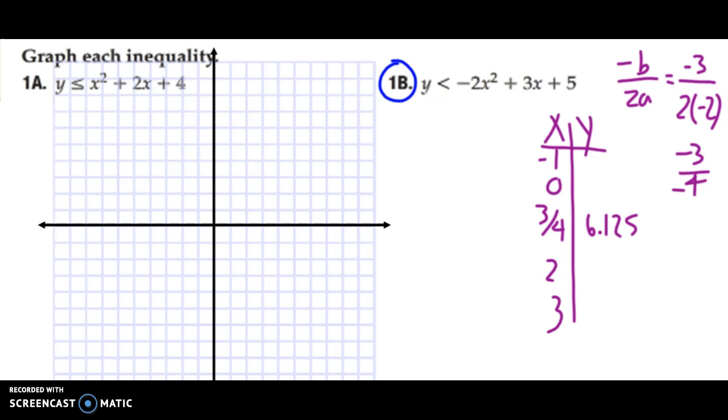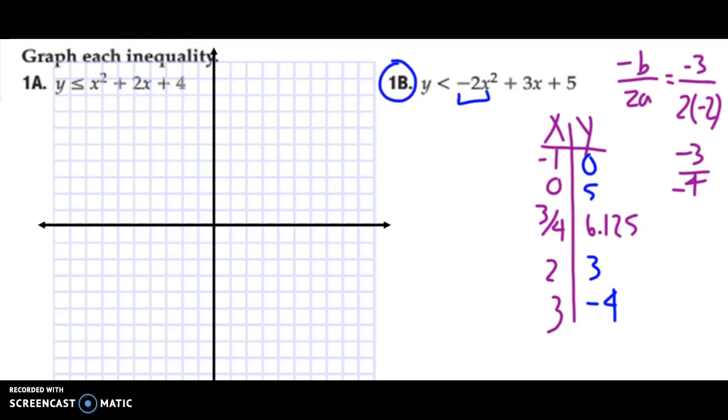So I'll just put that into my y equals negative 2x squared plus 3x plus 5. And then I go to my table, and at negative 1, I get 0. At 0, I get 5. At 2, I get 3. And at 3, I get negative 4. Obviously, because we have that negative 2 in front, it's going to be a sad face one going down.